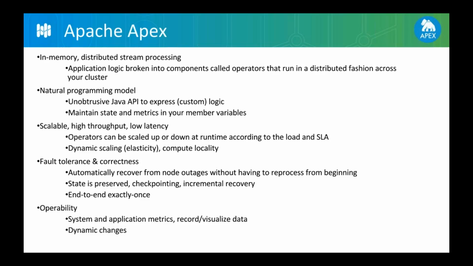So Apache Apex. Basically, Apex is an in-memory distributed stream processing platform. It makes it extremely easy to write applications for streaming data. The application logic is broken down into smaller components, which in Apex terms are called operators. Each of these operator instances runs on different nodes in a distributed system. All of these operators together ensure that the data flows through all of them, and your application logic gets performed correctly.